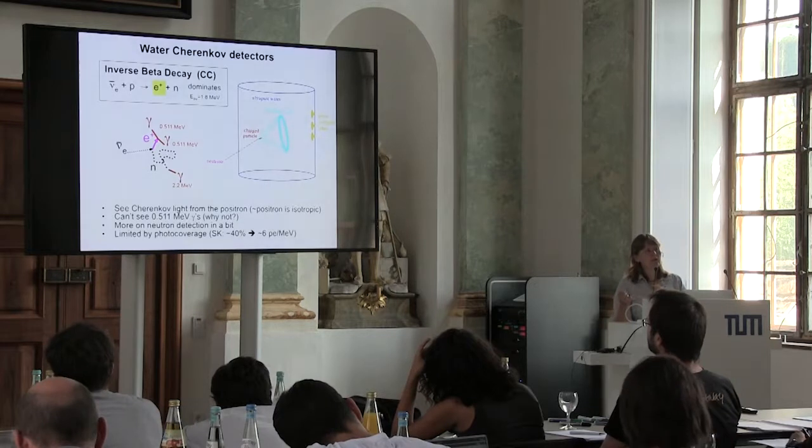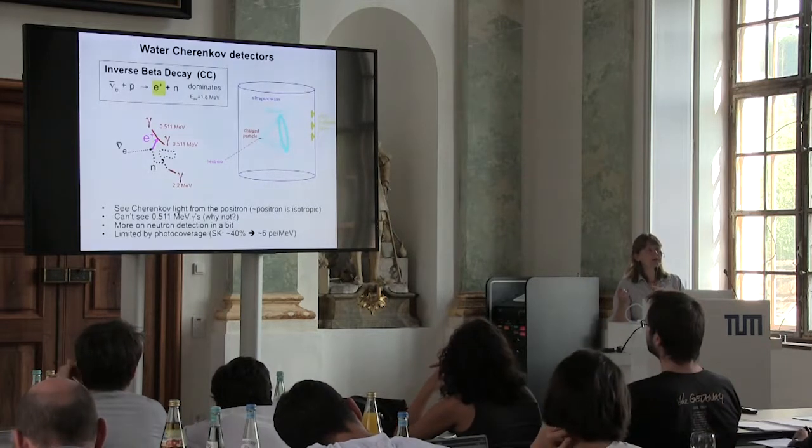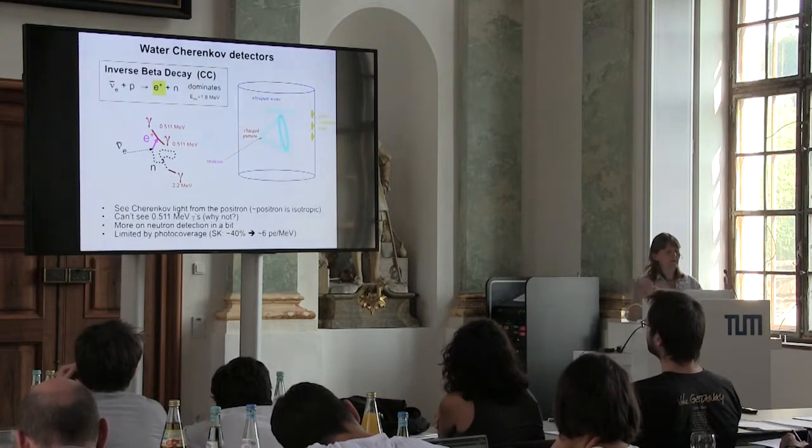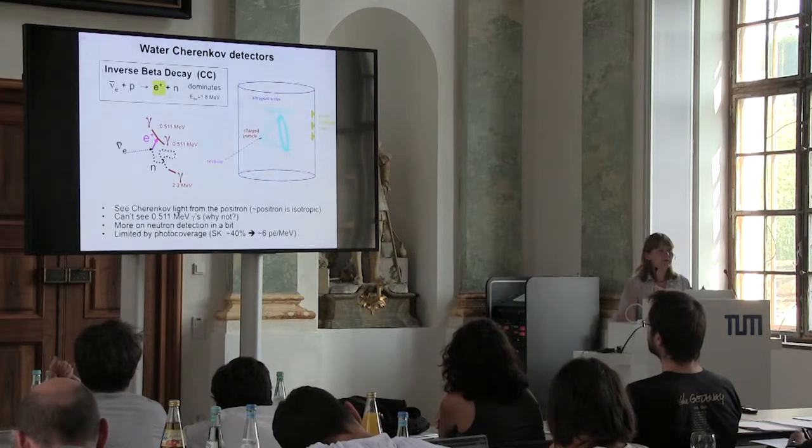The positron that comes out of this interaction is almost isotropic. It has almost forgotten where its parent came from. And so you can't really use this very easily for pointing. There's some very weak anisotropy, but it's hard.